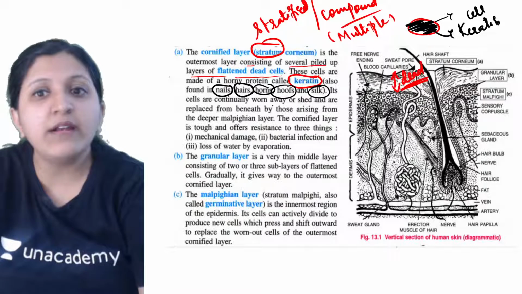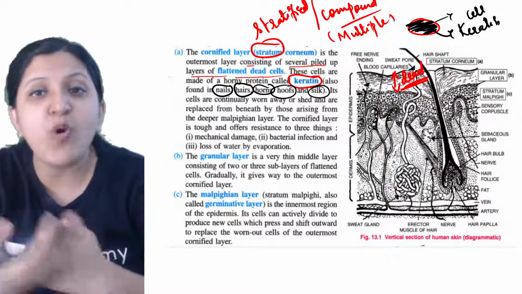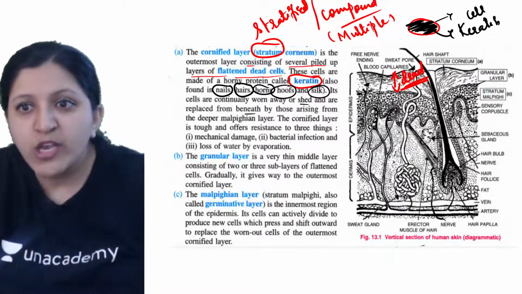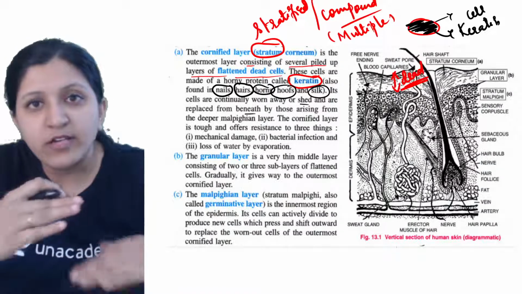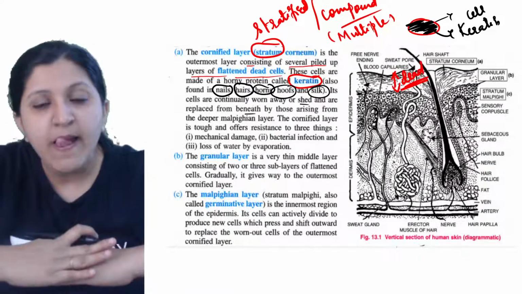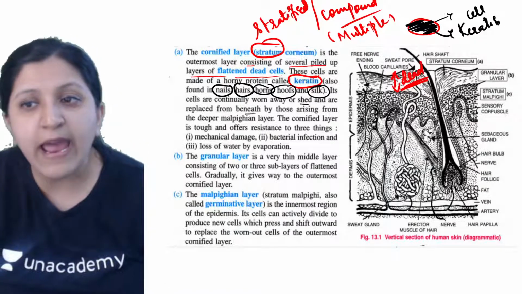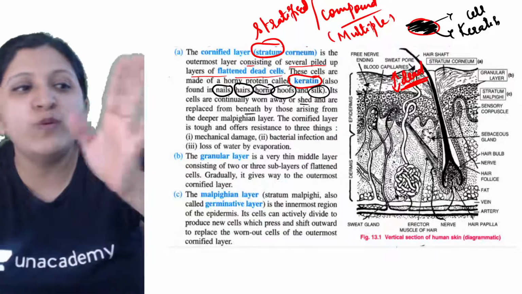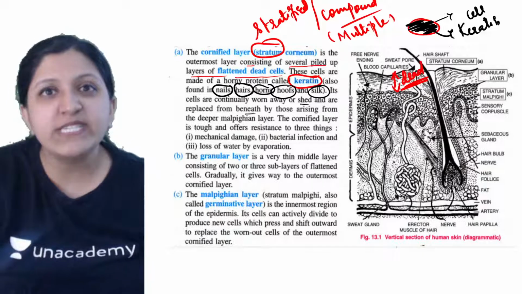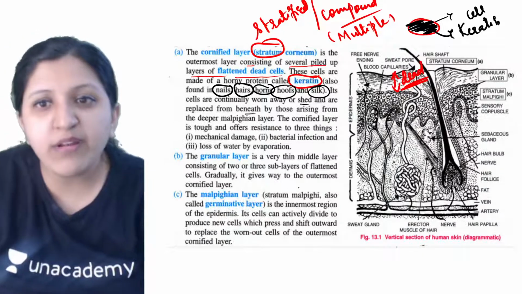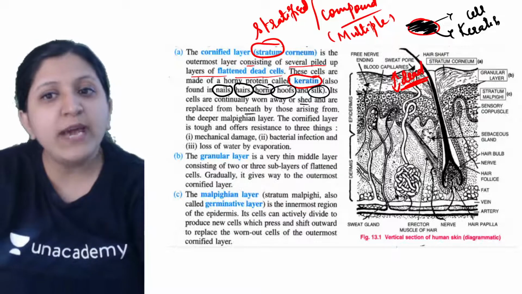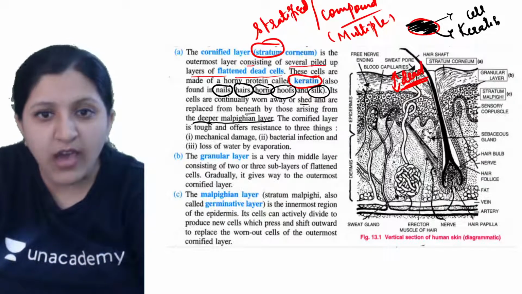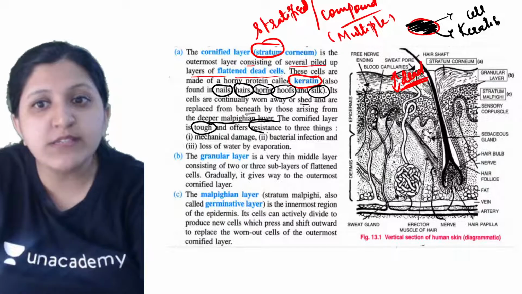These cells are continually worn away, that means they keep on shedding. They are shed and replaced from beneath. As cell division occurs, the Malpighian layer keeps on dividing and pushes the granular layer, and the granular layer again pushes the cornified layer. That is how we lose a layer of epithelium, not a layer of skin. They are replaced from beneath by those arising from the deeper Malpighian layer. The cornified layer is tougher, and it offers resistance to three things.